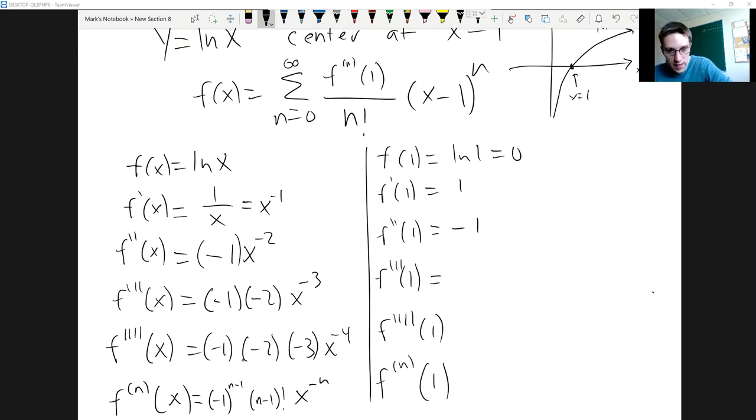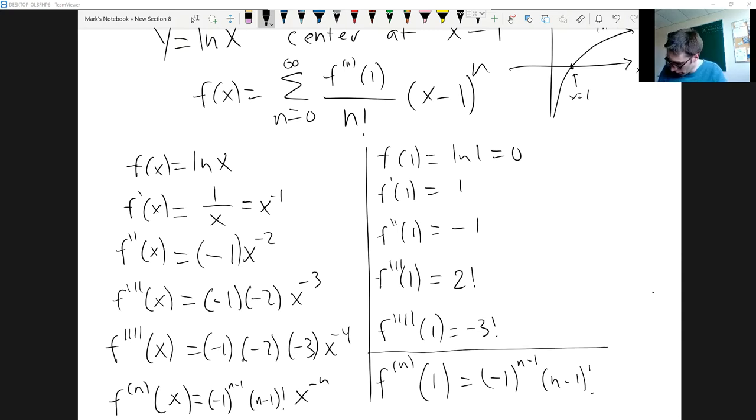And so really the x to the negative n part is 1, and we'll just be left with the factorial part. So it'll be 2 factorial, and then minus 3 factorial. And in general, we'll have minus 1 to the n minus 1 times n minus 1 factorial. Okay, so there's the pattern of those derivative terms that we need for our series.